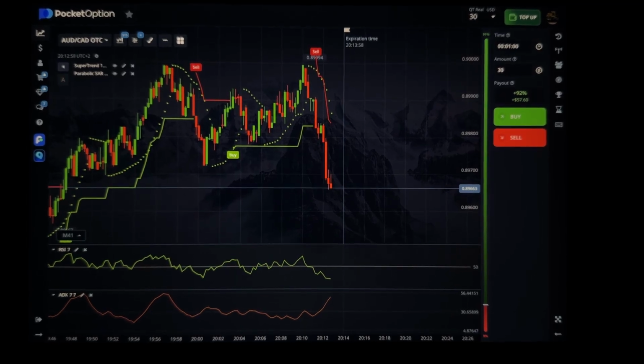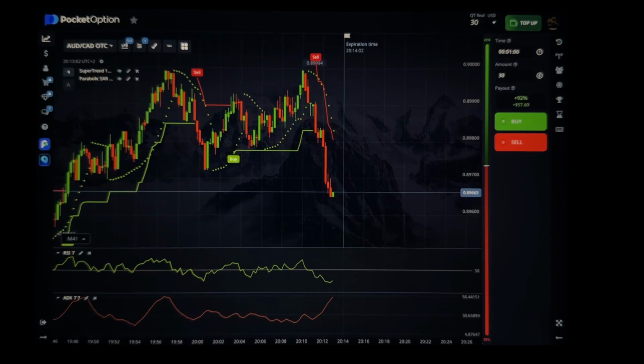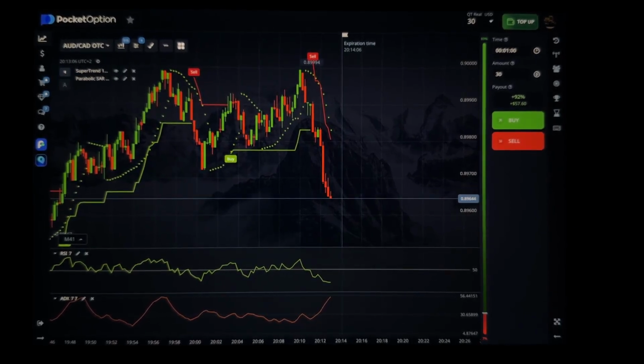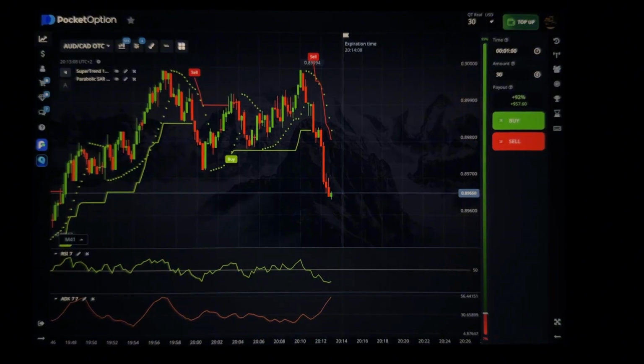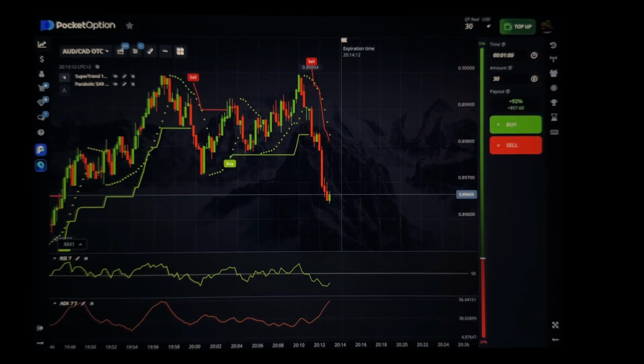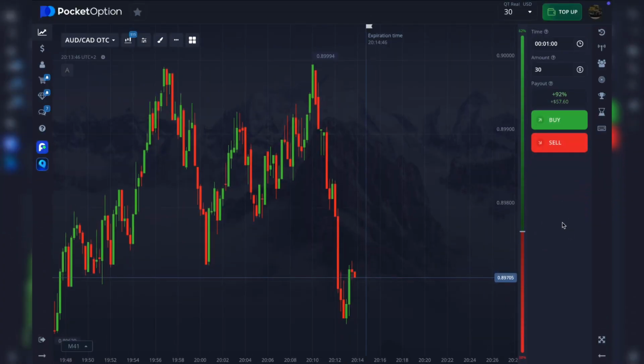Hello friends, today we're going to look at a great strategy that's based on 4 indicators. This strategy works really well for beginners. Make sure to watch the video from start to finish, because I'm going to try growing my balance using this strategy, starting with just $30. Let's get started.